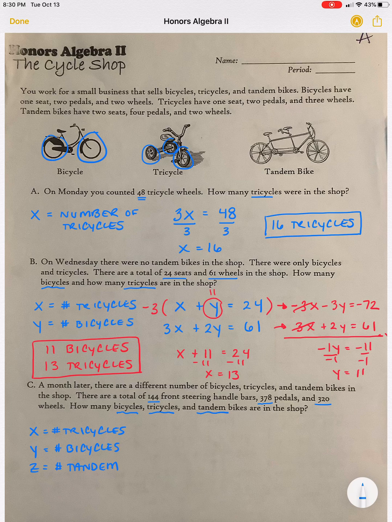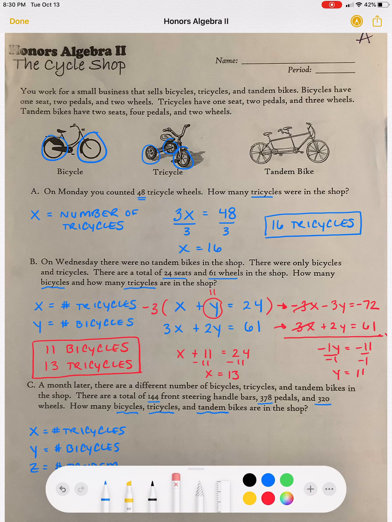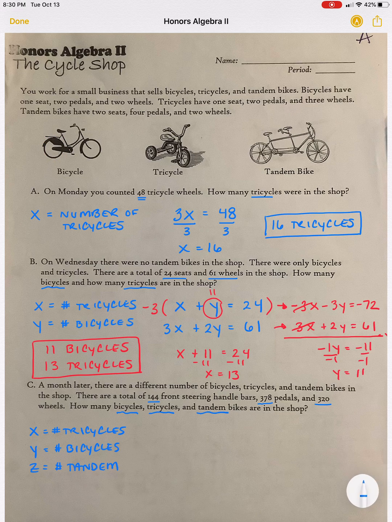We're going to write an equation for the number of front steering handlebars. Okay? So let's look at our pictures here. How many front steering handlebars does a tricycle have? Just one. A bicycle has just one. A tandem bike only has one front steering handlebar. It's the keyword front, which is why I'm only going to say that there's one of them. So your first equation is going to be 1x plus 1y plus 1z is going to equal 144.